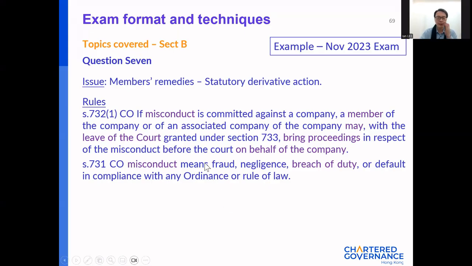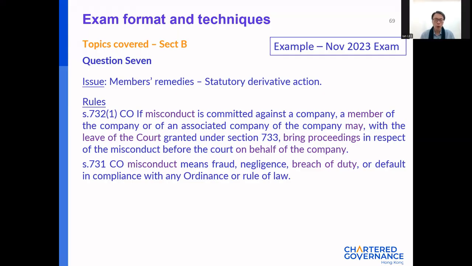So that's why under 732, it is possible for a member to bring proceedings on behalf of the company. So 732 addresses the proper plaintiff rule, because the proper plaintiff in this situation should have been the company. But because of this situation, legislation under section 732 provides the exceptions, allowing a member, the shareholder of the company, to bring the action on behalf of the company.